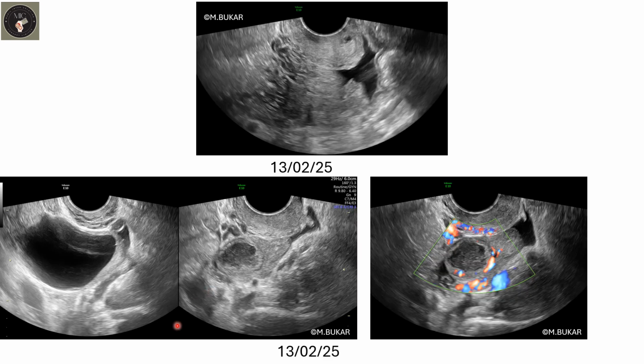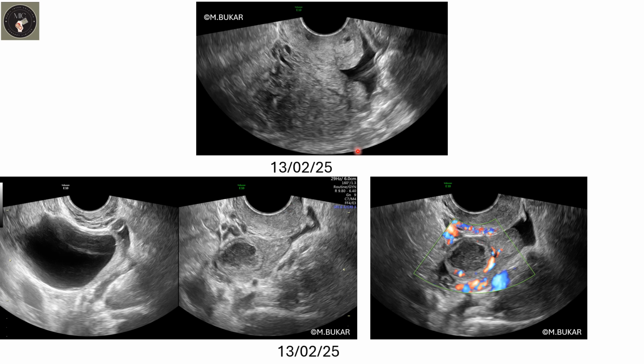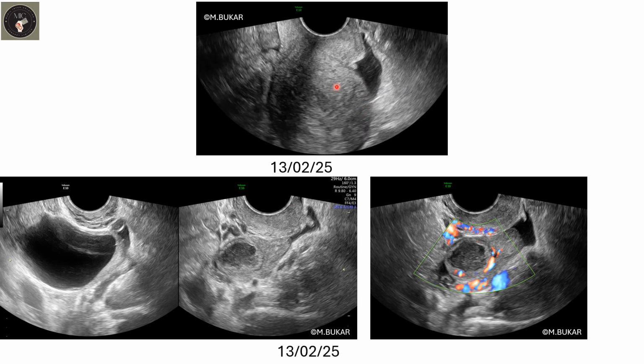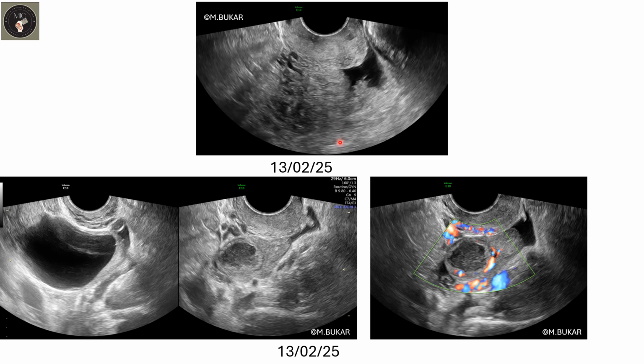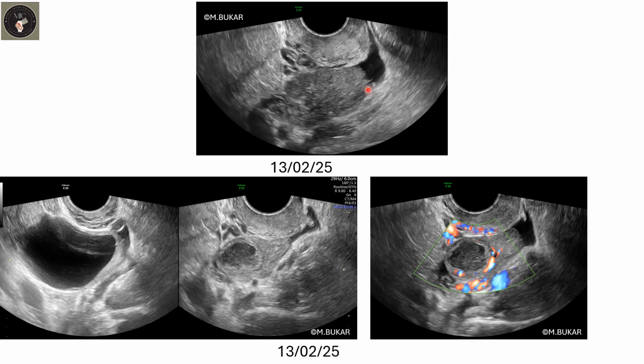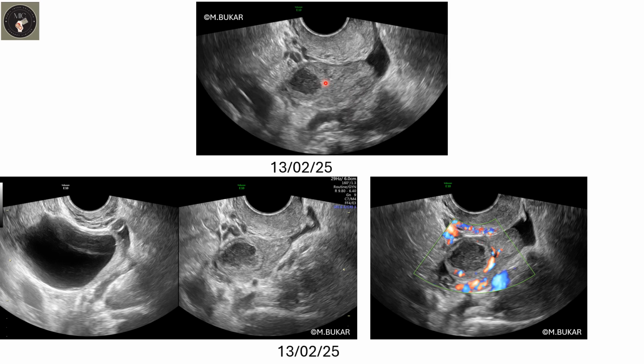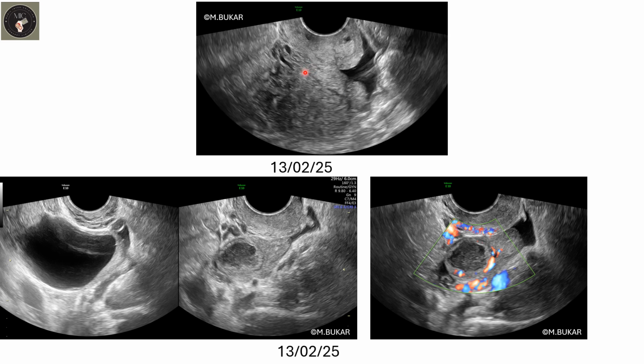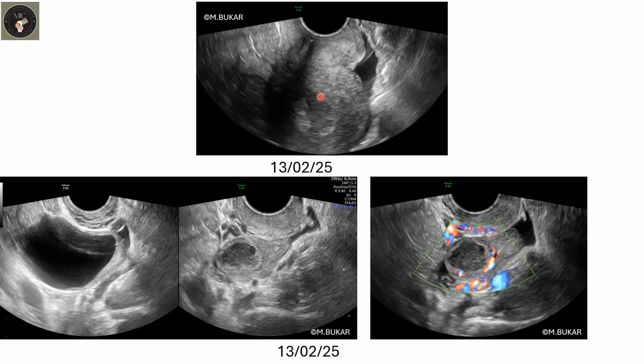34 days after, look at still the free fluid in the pelvic cavity. Look at the axial position of the uterus, note the fimbria here, and note the diminution in size of the hemorrhagic cyst here with crenated appearance.